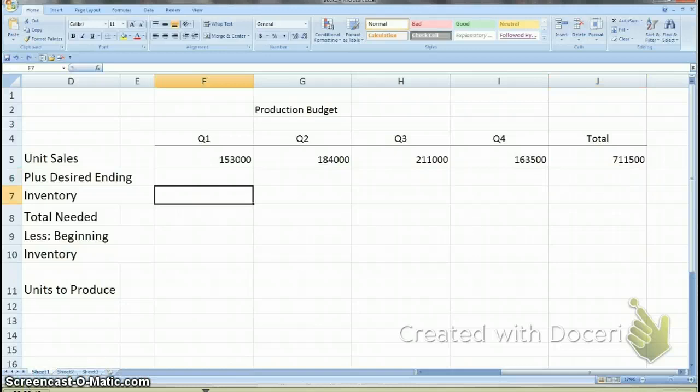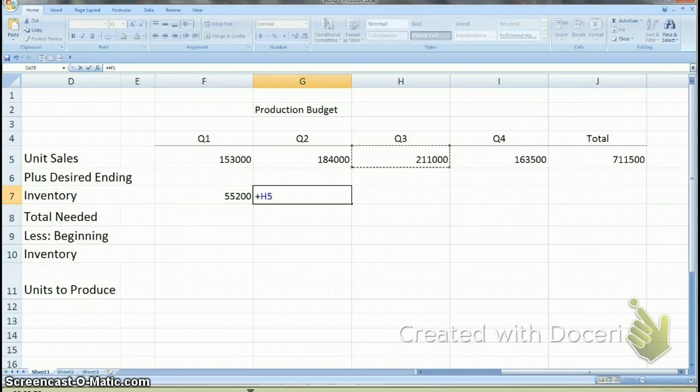The next step is to calculate the desired ending inventory. They told us that they want ending inventory to be 30% of the following quarter's sales. So you have to take a look at the following quarter. Right now you are calculating the ending inventory for quarter one, so you need to go look at quarter two, which is 184,000, and take 30% of that. You take 184,000 and take 30% of that, and that will give you your desired ending inventory, which is 55,200.